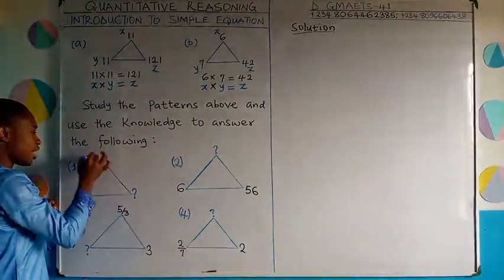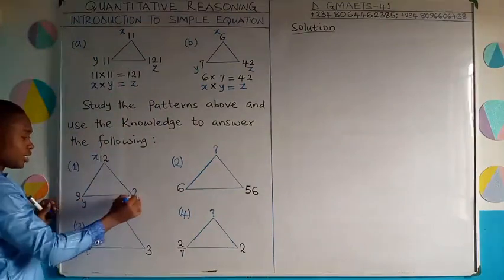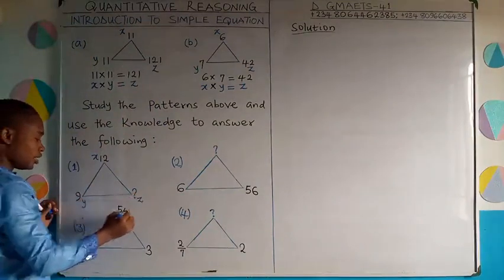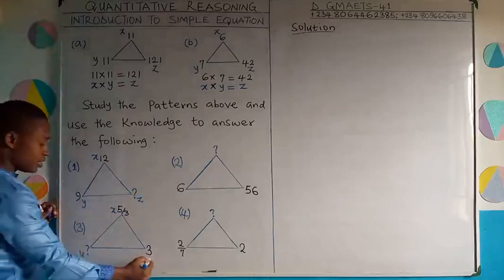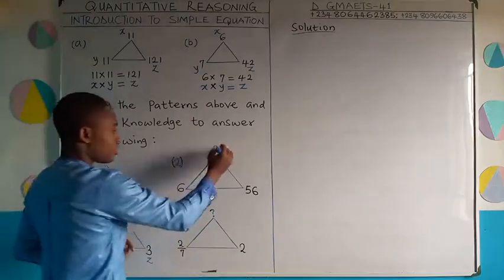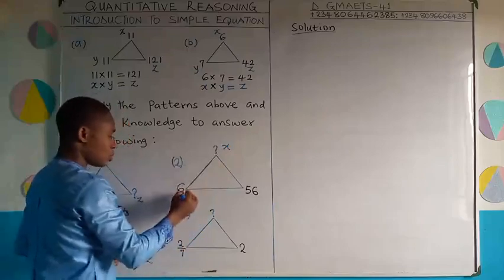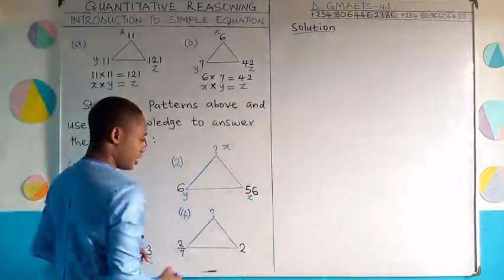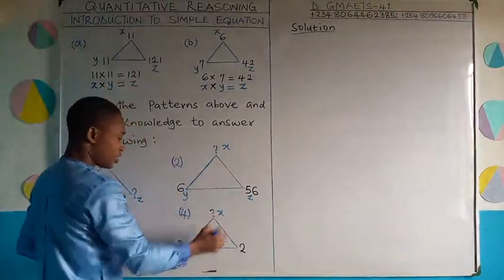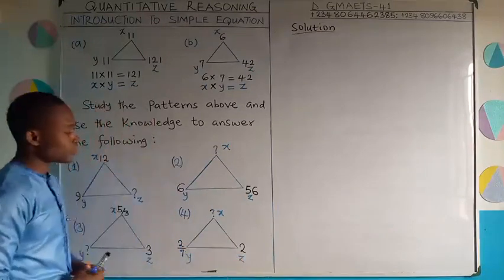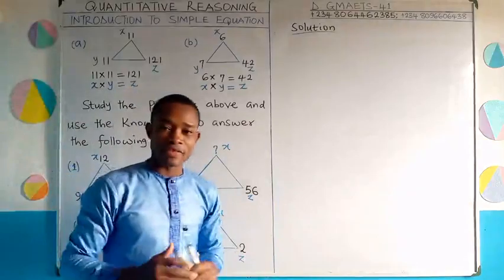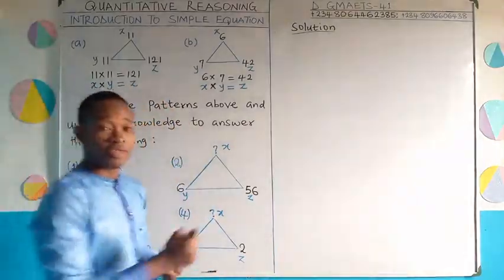This side is x, this is y, and this is what? Z. The same thing, this is x, this is y, and this is z. X, this is y, and this side z. Again, x, this is y, and this one is what? Z. Now that I've labeled everything, I think it's time for us to solve.